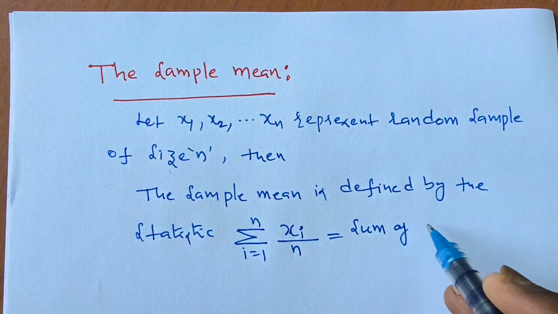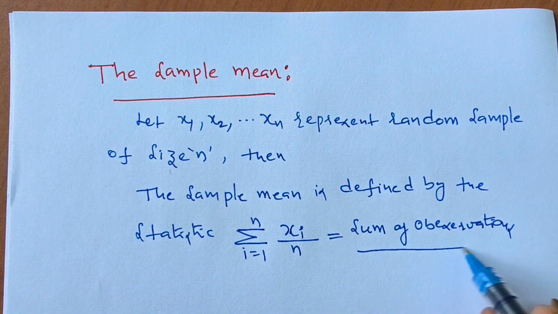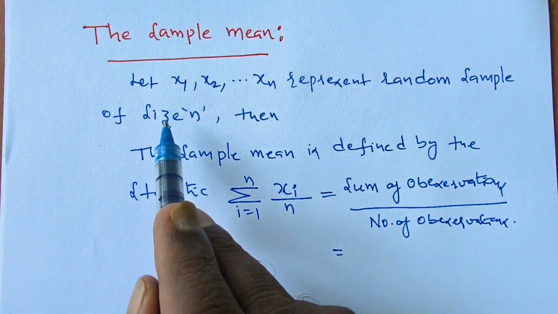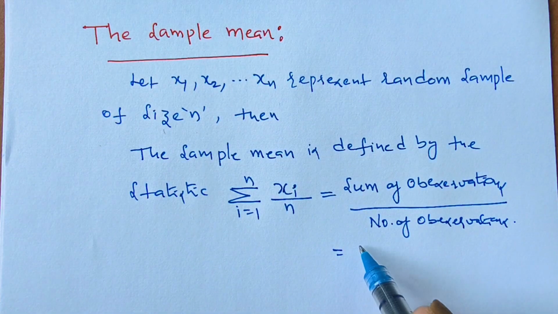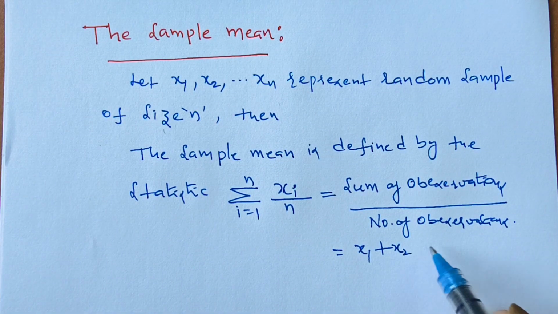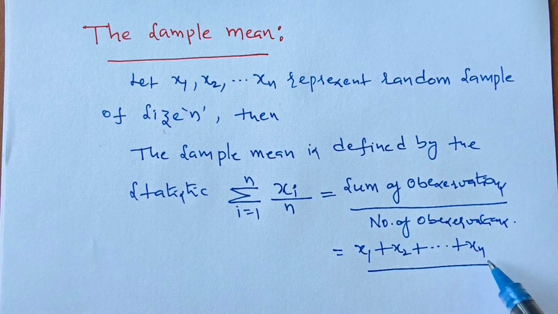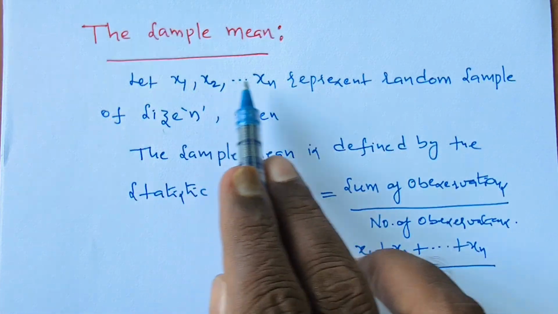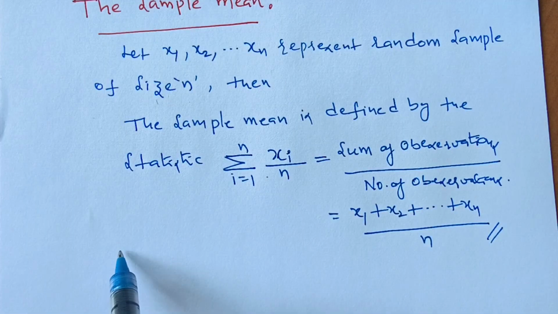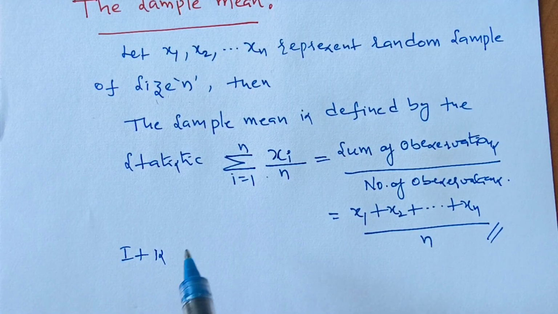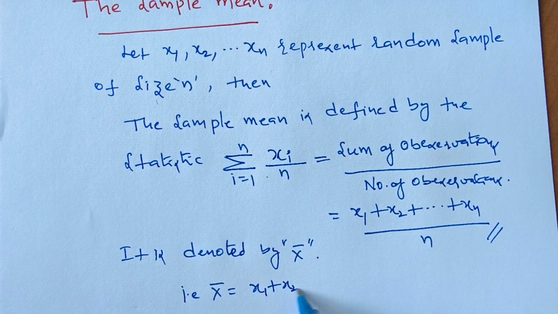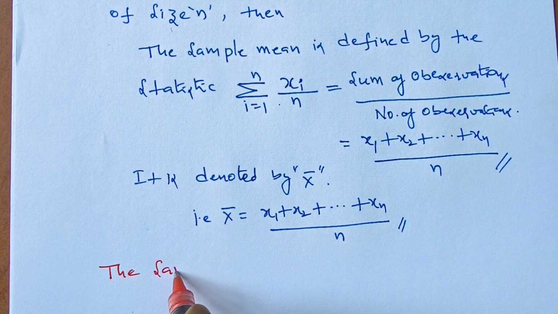So what is the word formula? Sum of all observations divided by the number of observations. Here the sum of all observations means x1 plus x2 plus and so on plus xn, divided by the number of observations, which are 1, 2, 3 and so on n. That's why small n. So the sample mean is denoted by x bar, that is x bar equals the sum of all observations divided by the number of observations n.